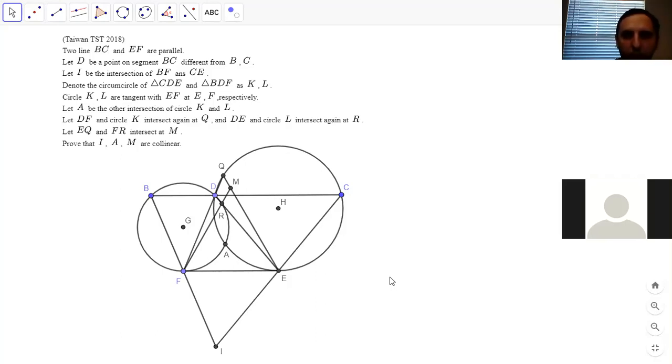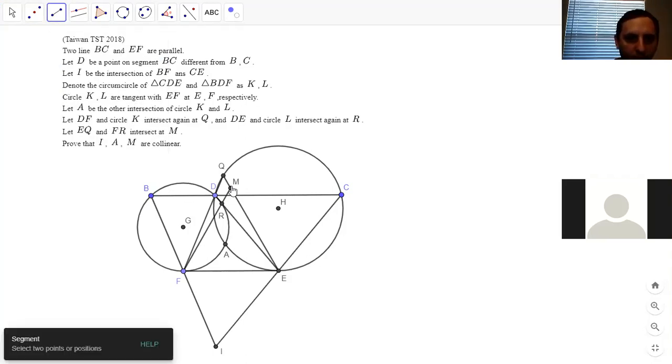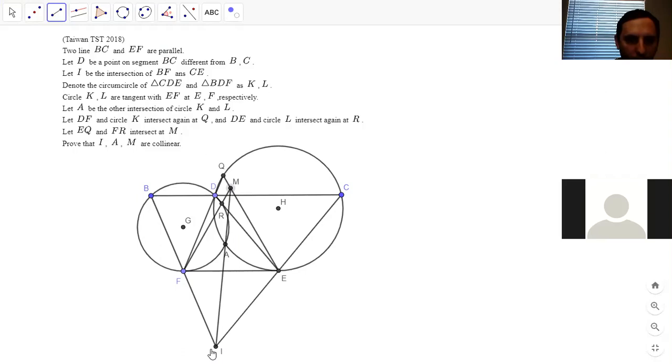So okay. So I could kind of rewrite it like this. So yeah, we don't know they're collinear, but I could let AM intersect EF at a point. Actually, what is the best way to do that?